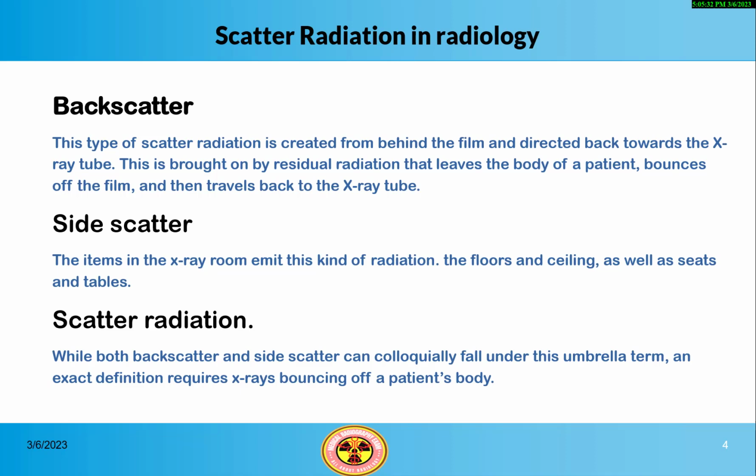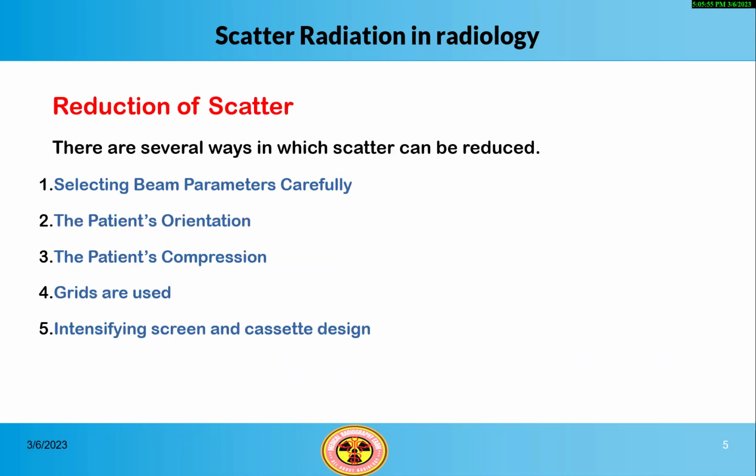Side scatter. The items in the X-ray room emit this kind of radiation. The floors and ceiling, as well as seats and tables. Scatter radiation. While both backscatter and side scatter can colloquially fall under this umbrella term, an exact definition requires X-rays bouncing off a patient's body.